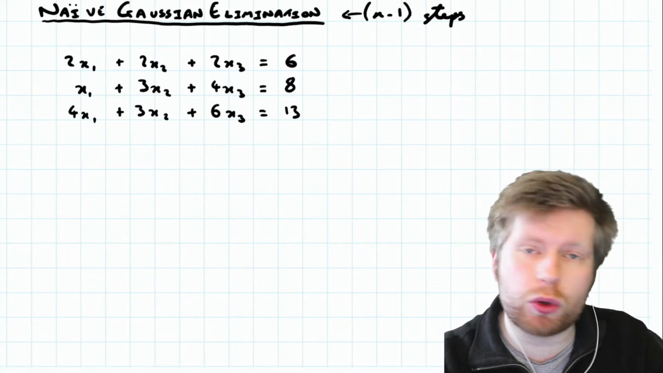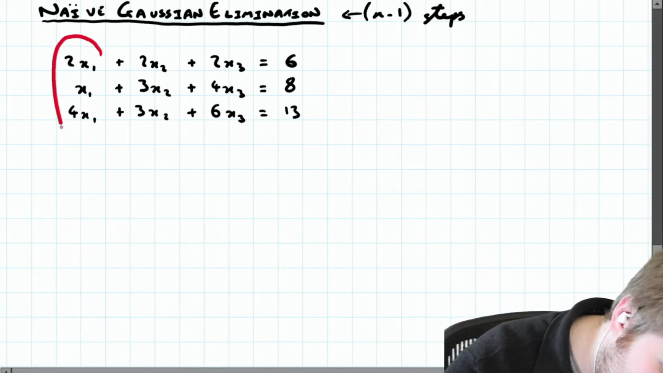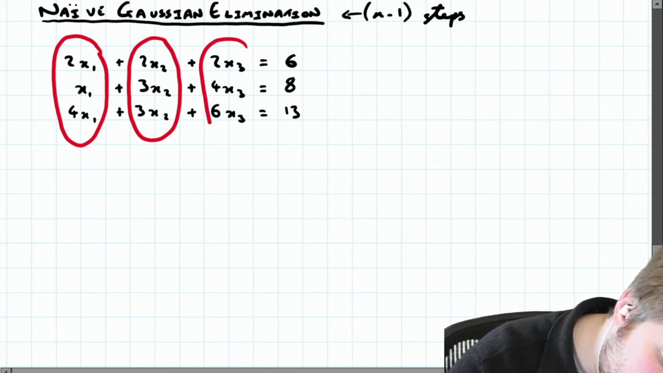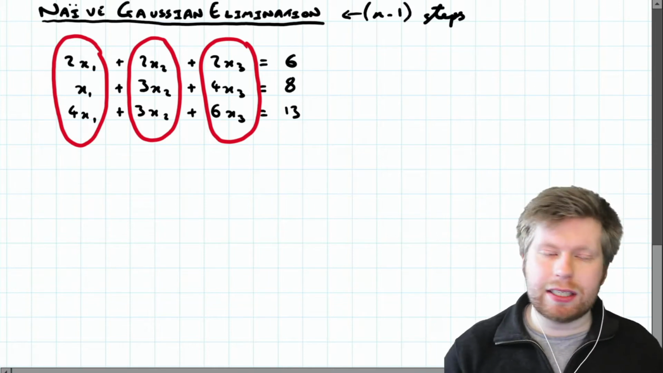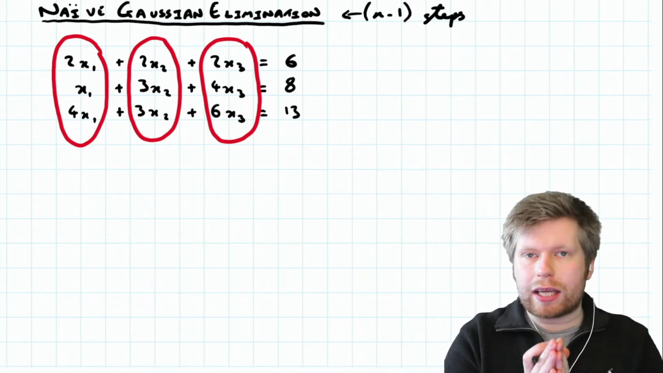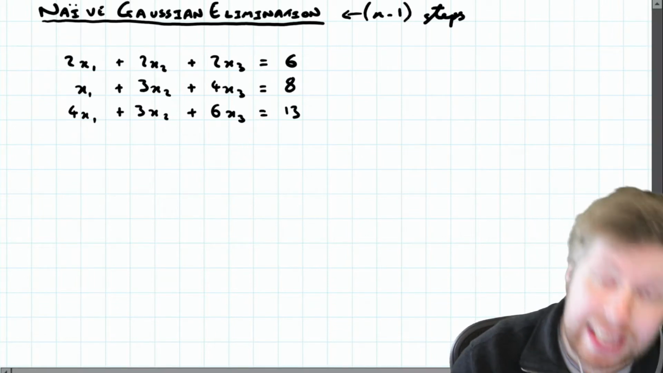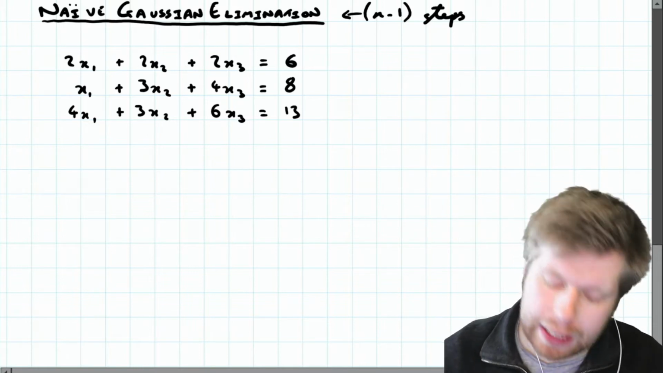First of all, I need to make sure that I've written my system of linear equations down properly. In other words, I need to look at the columns of my system, and I need to make sure that I have the same variable, the same unknown, in each column of my system. So the first column is all x1s, the second column is all x2s, the third column is all x3s. And the idea is that I want to try and rewrite this system as a matrix representation.